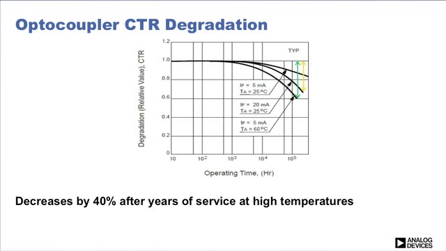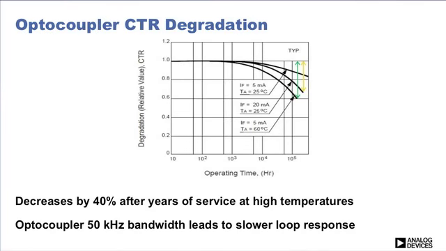The CTR characteristics are not linear and vary from optocoupler to optocoupler. As shown in this curve, CTR will decrease by 40% over years of service at elevated temperatures found in high-density power supplies. Also, when an optocoupler is used as a linear device, it has a relatively slow transfer characteristic.